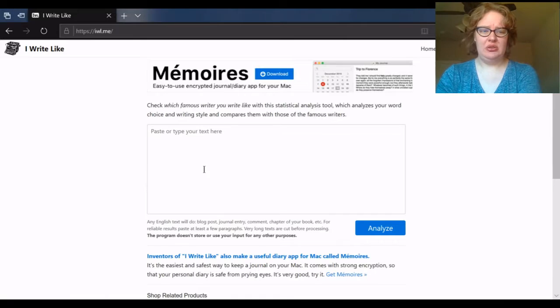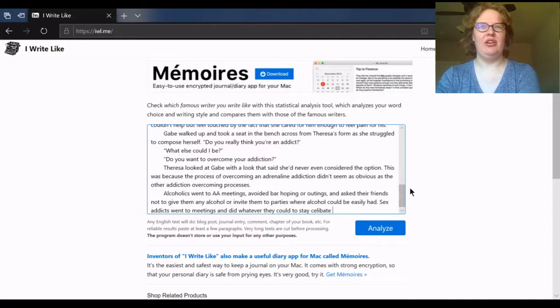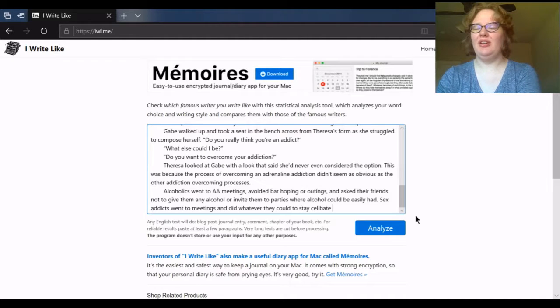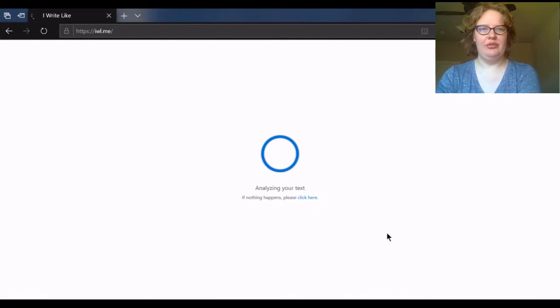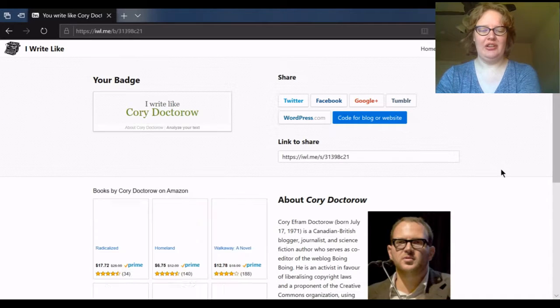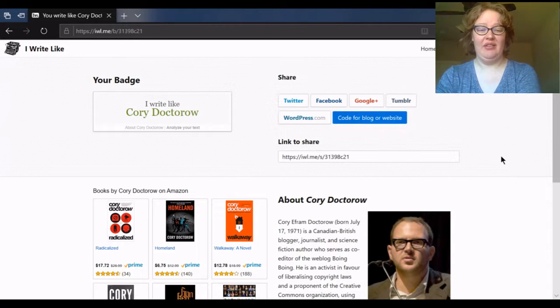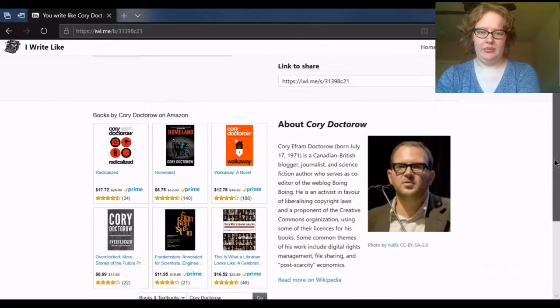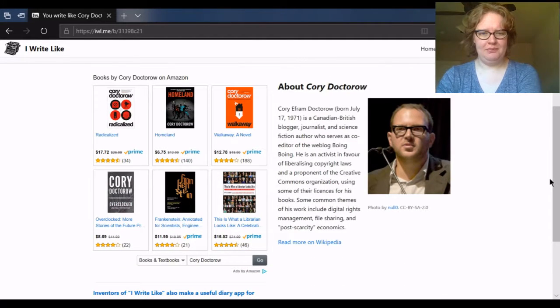Last thing, I'm going to do a page from a piece of work that I never finished called Adrenaline. It was about an adrenaline junkie who starts to work for Scotland Yard. To be honest with you, it was very much in the style of Benedict Cumberbatch's Sherlock, just with an adrenaline junkie instead of a high-functioning sociopath. So, let's see what we can find out. I write like Cory Doctorow.